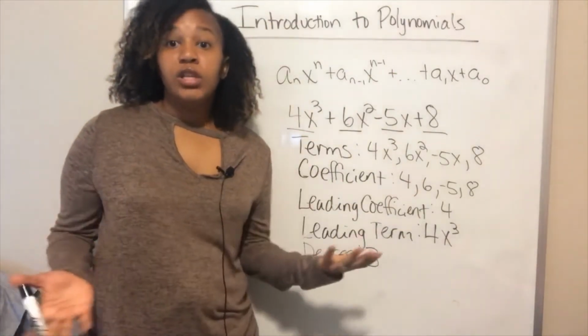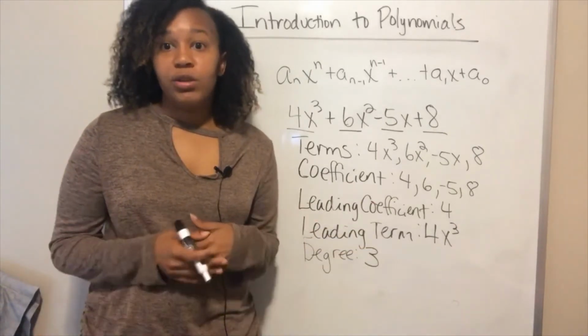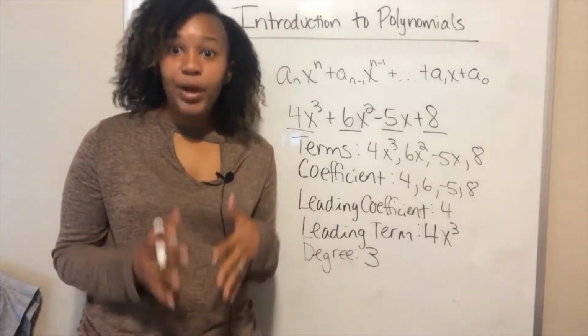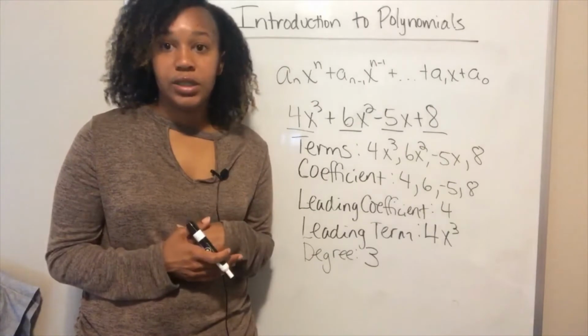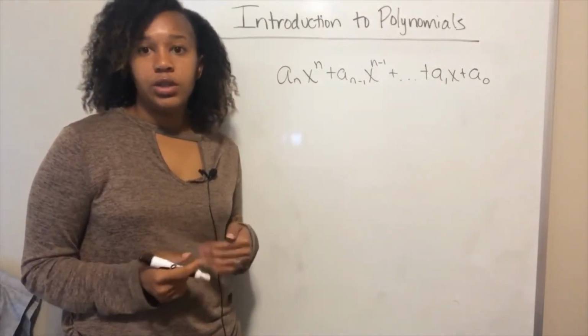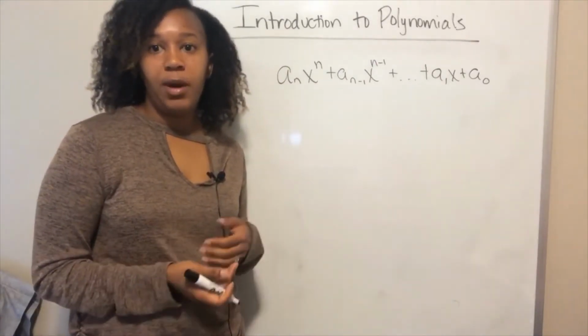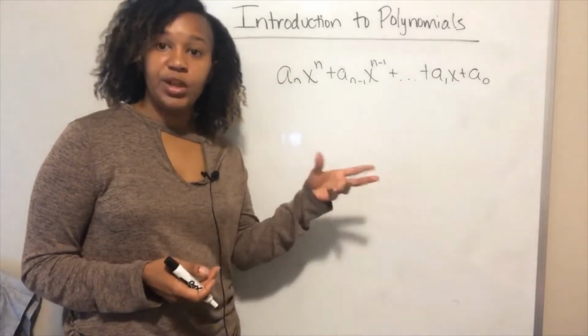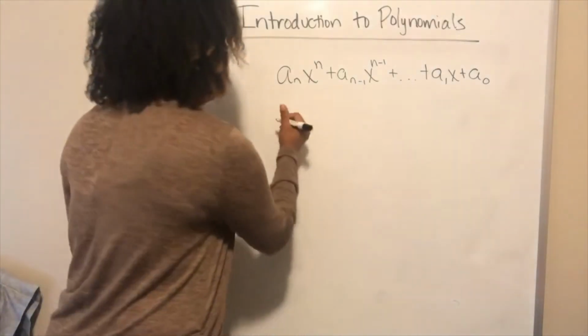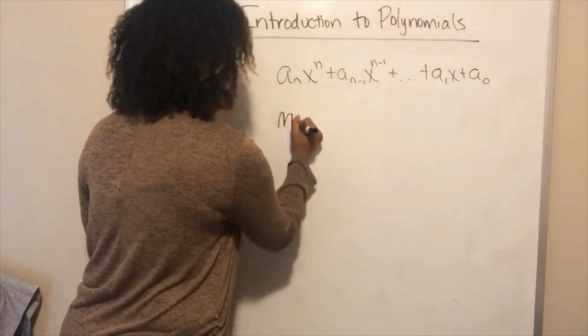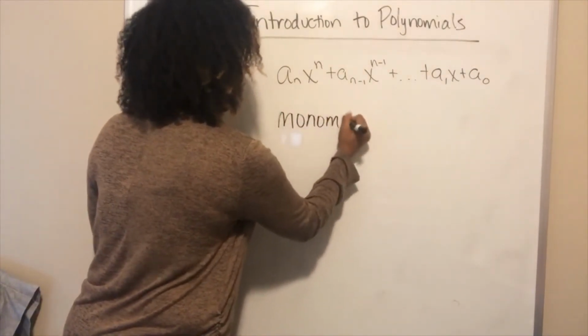All right, so these are some basic characteristics of polynomials that we often refer to, and it is important that you know these characteristics. In addition to those characteristics, another way that we classify polynomials is based on how many terms there are. So if there is only one term in the polynomial, we call that a monomial.